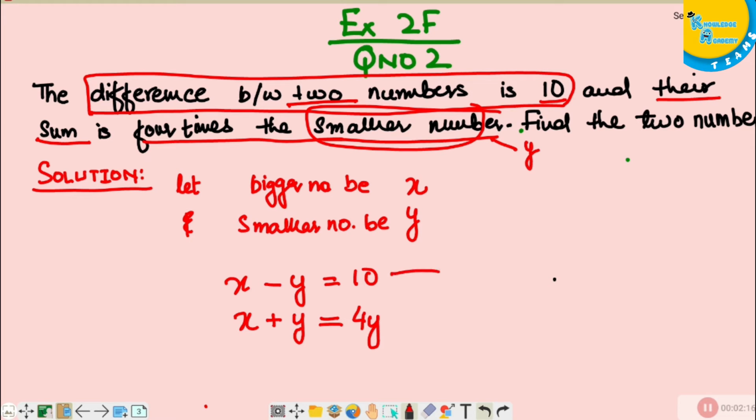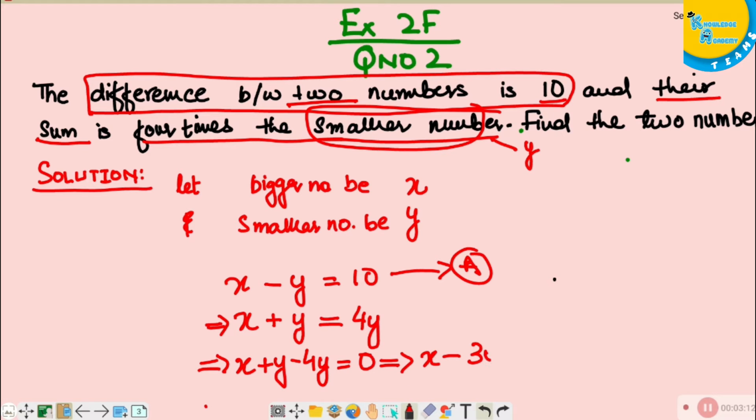Now how are we going to solve this? Equation A is simple, but there is one thing which is not very difficult. We have x plus y is equal to 4y. What we are going to do, as I've always told you, is convert this equation into regular form. So x plus y minus 4y is equal to 0, which means x minus 3y is equal to 0. Now this is our equation B in regular form.